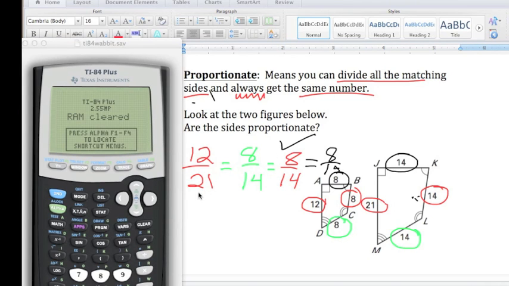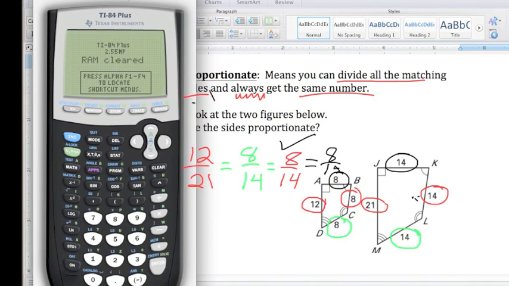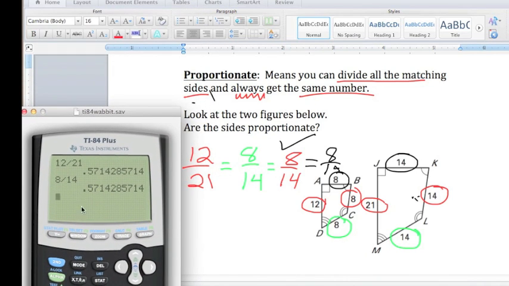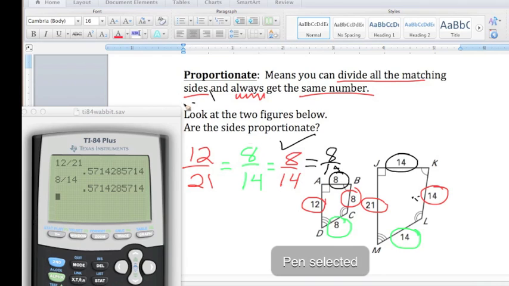For that last question, 12 over 21, is it the same as 8 over 14? We can take our calculator and divide 12 over 21. That is 0.57. 8 over 14 is 0.57. So all of those numbers, when you divide them, give us the exact same decimal. Therefore, that means the two figures are similar. So yes, the two figures are similar.